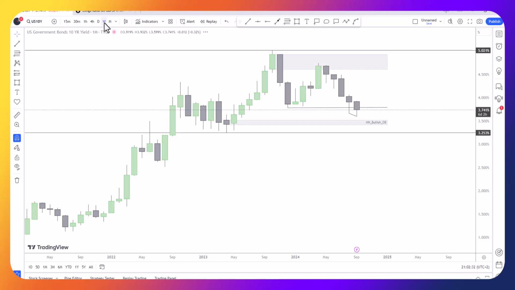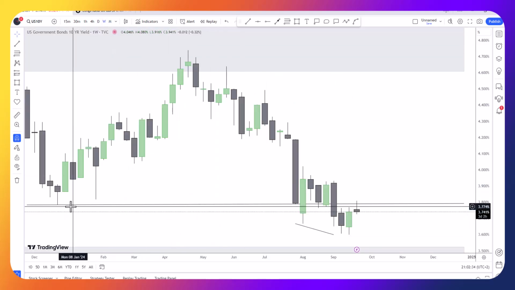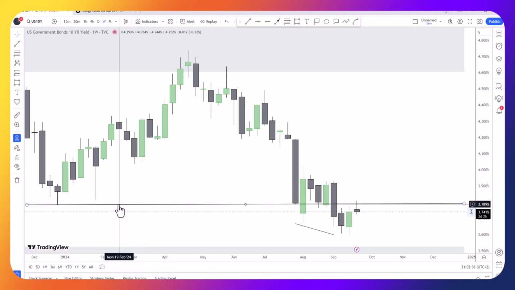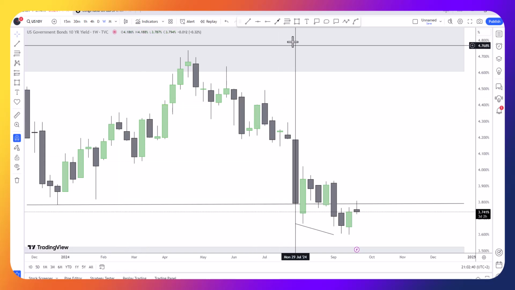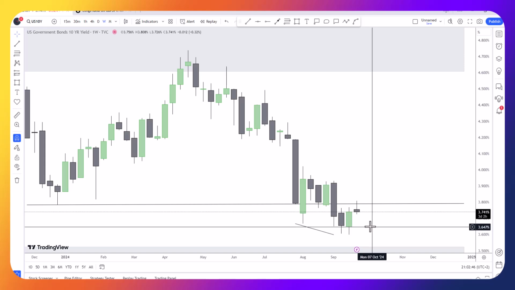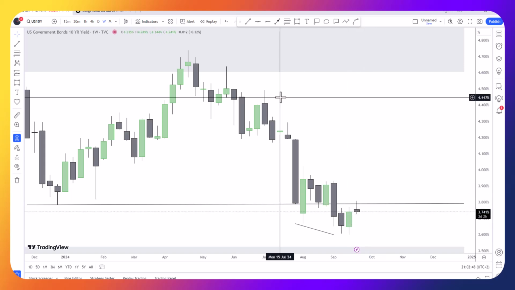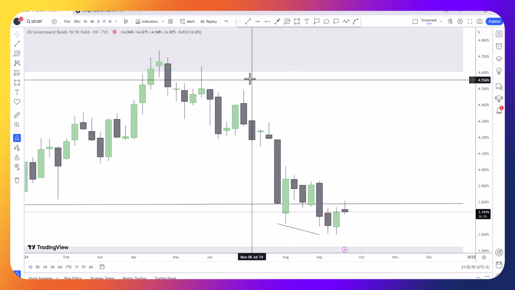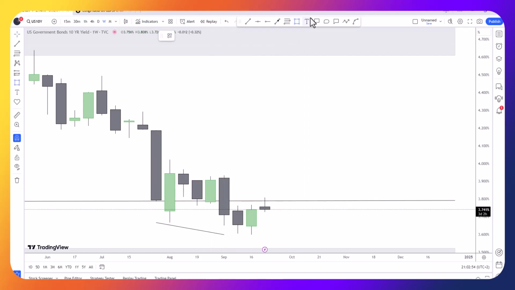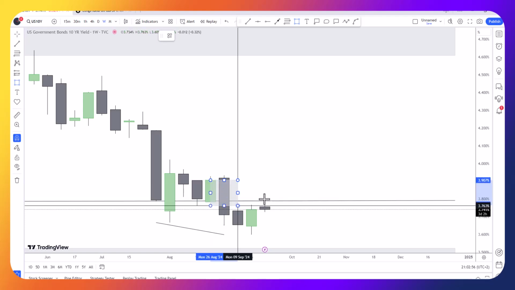So I'm going to go on to the weekly chart. Take note of this level here. That's our 3.80, right? Now 3.80, once price returns to that level, you expect resistance and price pushes to the downside, which has already happened this week. Now you can clearly see we've got a bearish order block right there.